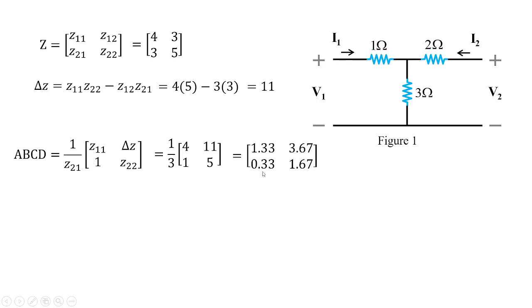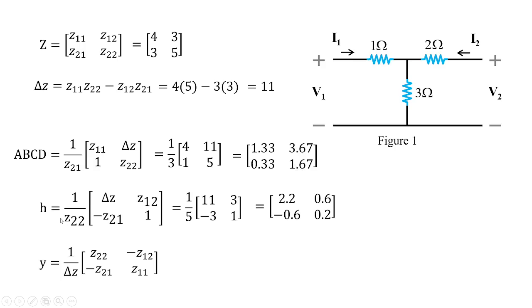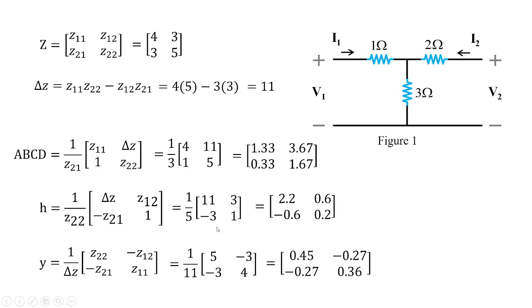So I'm going to get the value of ABCD, where the value of A is 1.33, C value is 0.33, B value is 3.67, and D value is 1.67. Likewise, we can calculate the H parameters and we can calculate the Y parameters. So these are the results which are obtained based upon the formula.